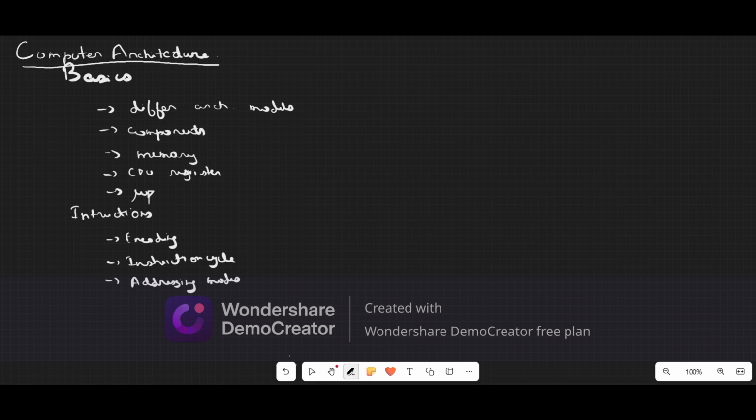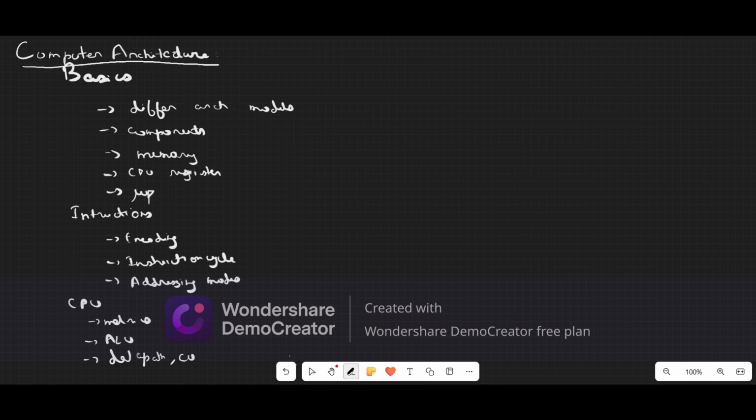After this, we'll be moving to the CPU. First, we'll be looking at some metrics, and then we'll be looking at what is an ALU, followed by which we'll be going on to the data path and control unit inside the CPU.